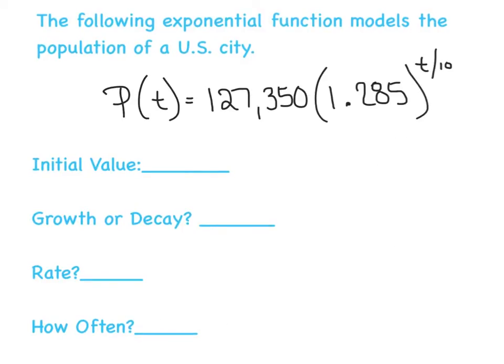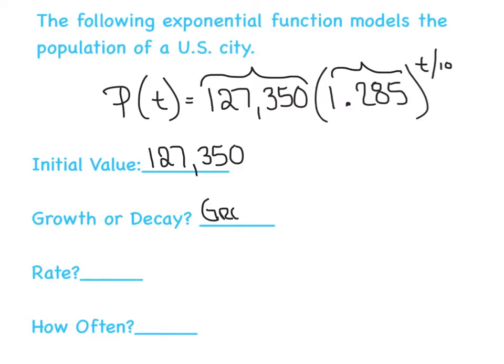All right, one more. I think this is a really good one to try on your own. See if you can answer all 4 of these questions without me saying anything or helping. Now, if I was solving this question, I'm thinking right here is my value of A. So the initial population was 127,350 people. I think my B value is bigger than 1, so we're growing. And that's just because simply my justification is B is greater than 1.